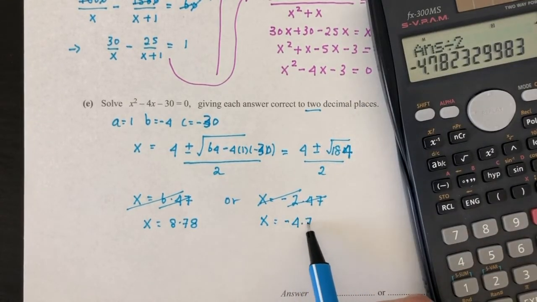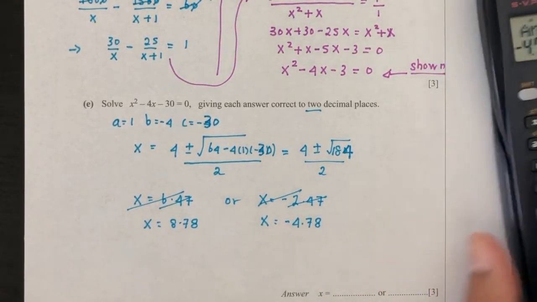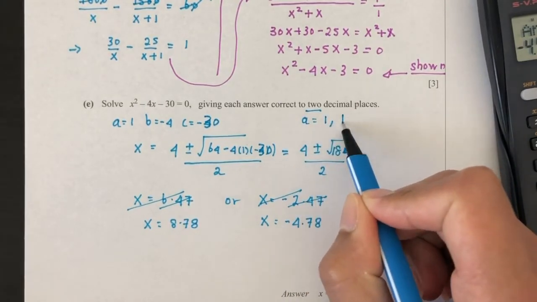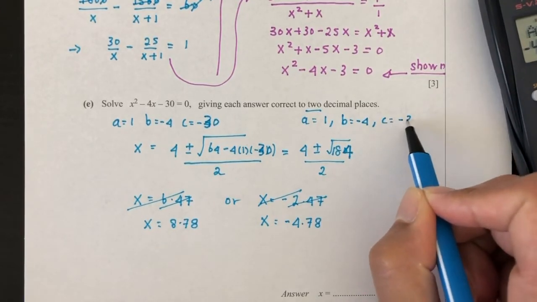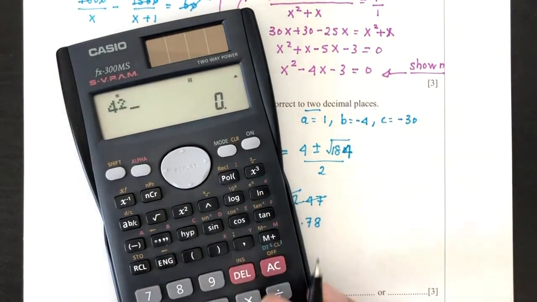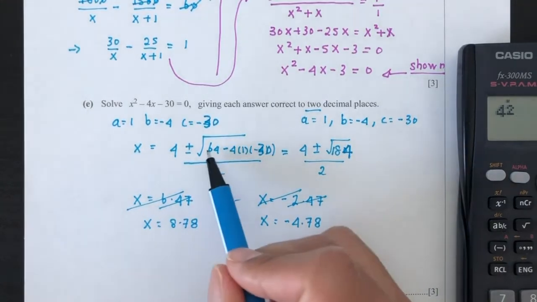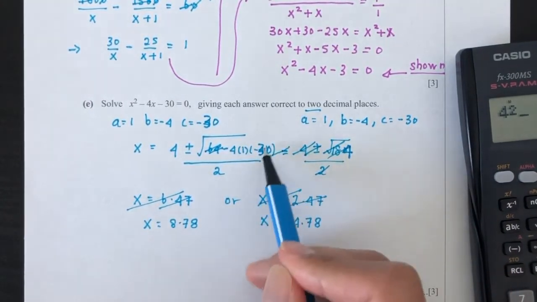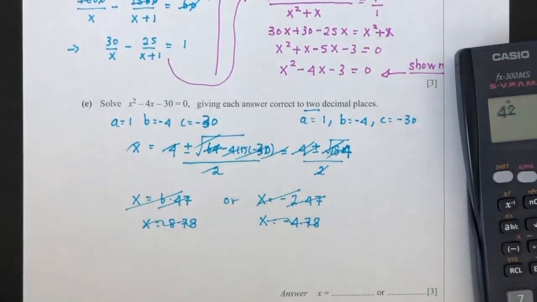Minus 4.78. Okay, so let's double check one more time because I don't trust myself right now. So A will be 1, B will be minus 4, and C was minus 30. So what is B squared minus 4C? So 4 squared. Mistake again. That's surprising. So let's try that again. Okay, I think I got confused. So ignore this part. Let's try again.